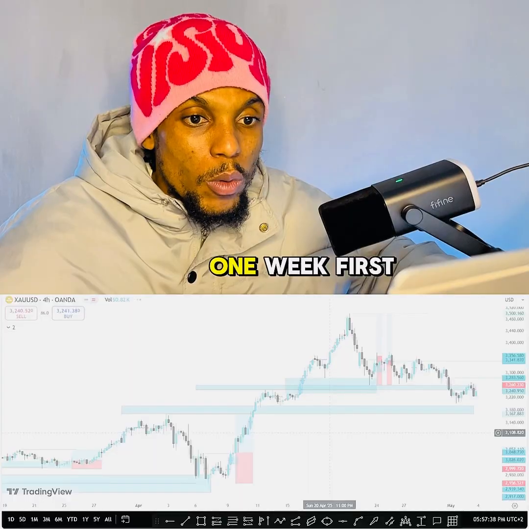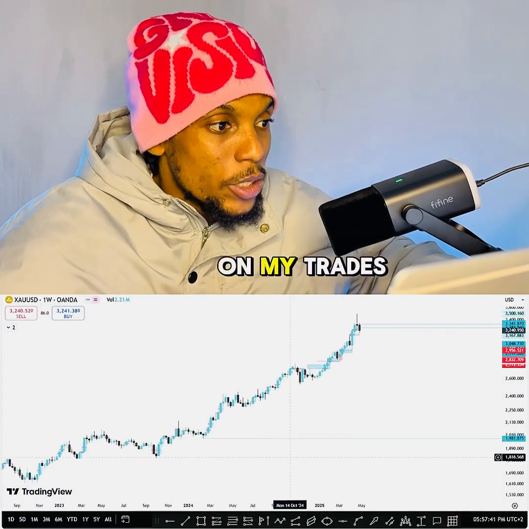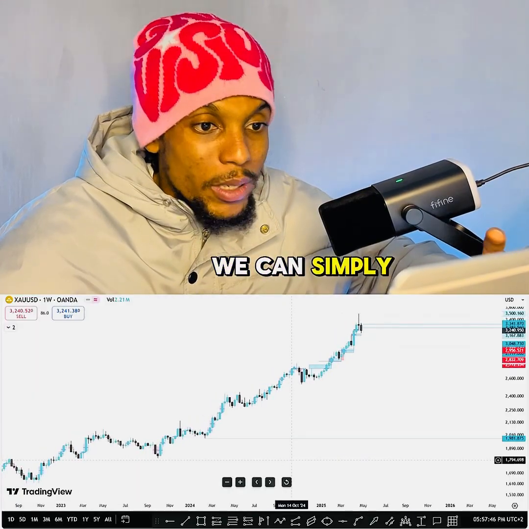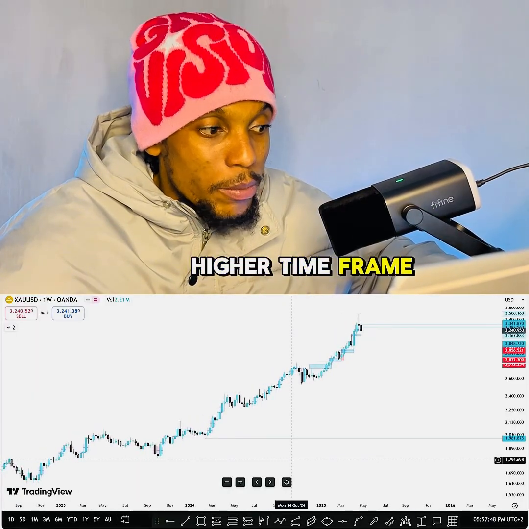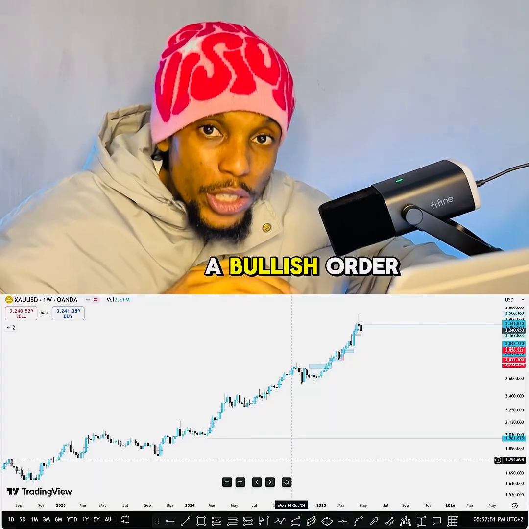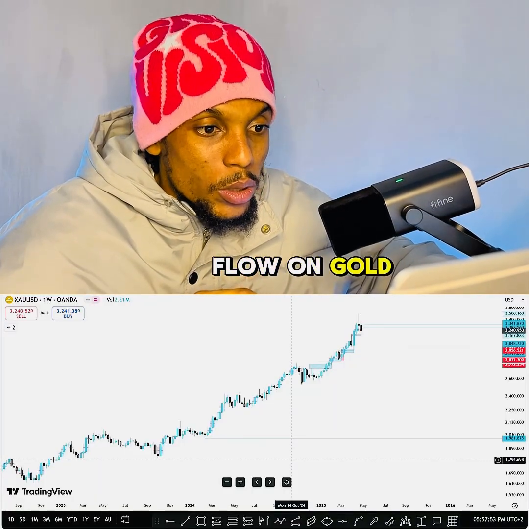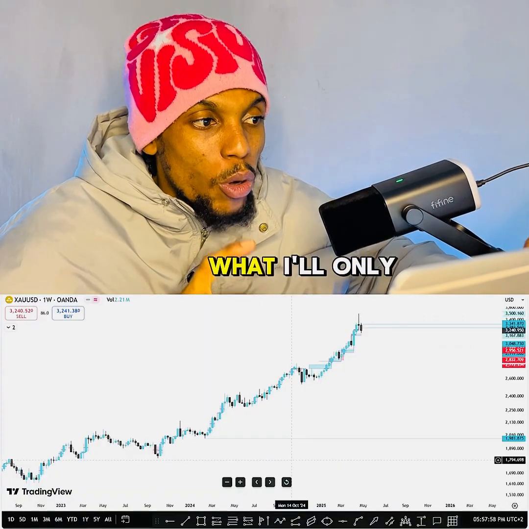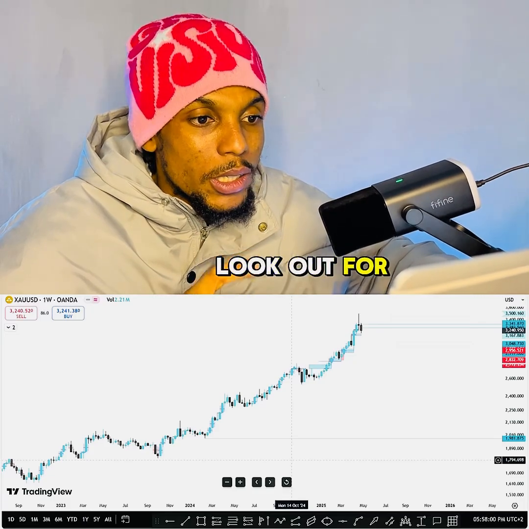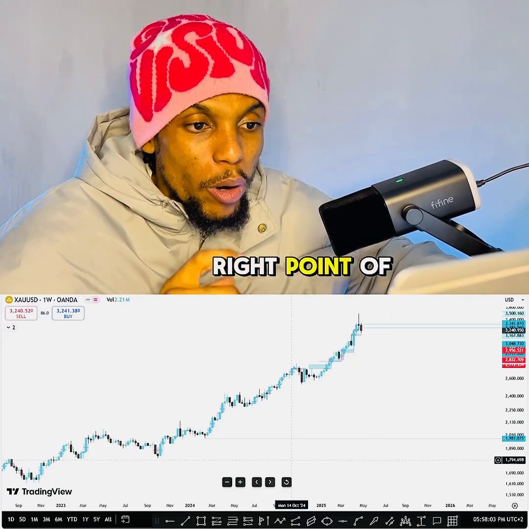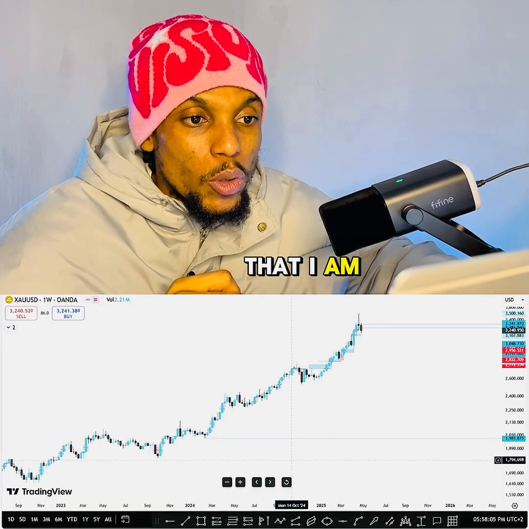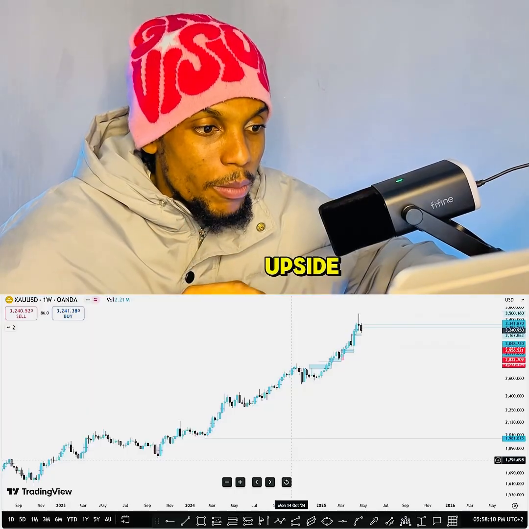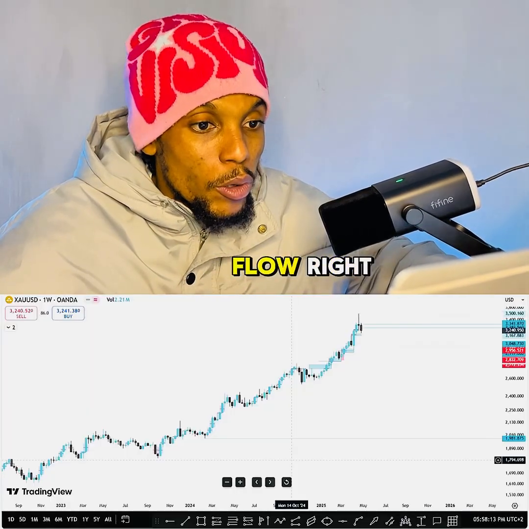First of all, what I do on my trades is identify the order flow. From what we can see here on the weekly time frame, which is a higher time frame, we have a bullish order flow on gold, and it's been happening that way. Since we're having a bullish order flow on gold, what I'll only look out for is buy opportunities, right? Points of interest where I see price pull back to and then continue going to the upside, because what we have here is a bullish order flow.